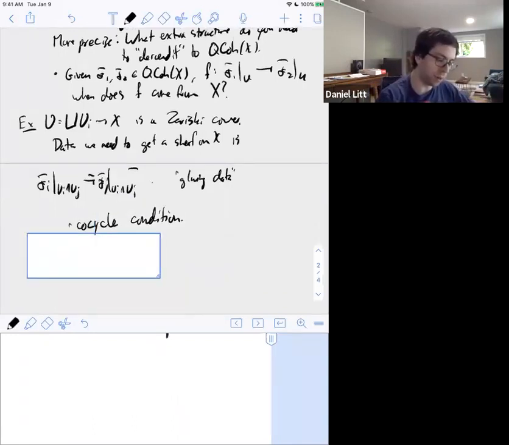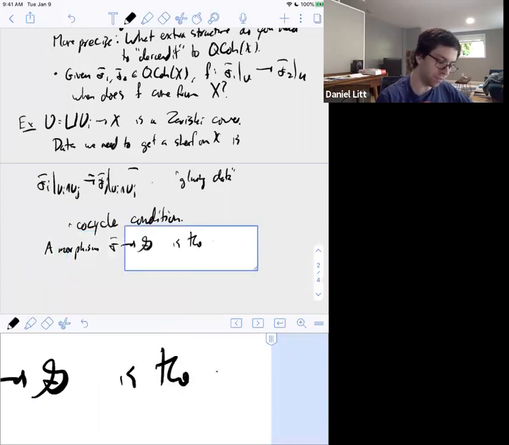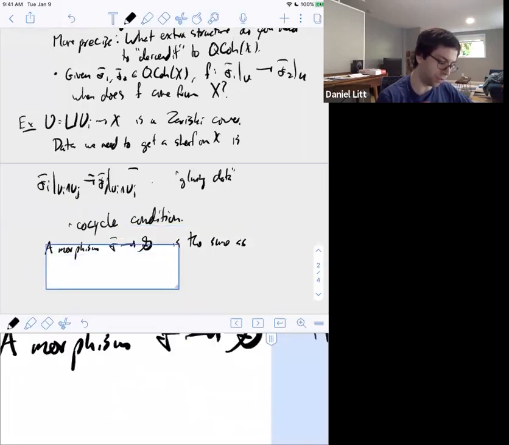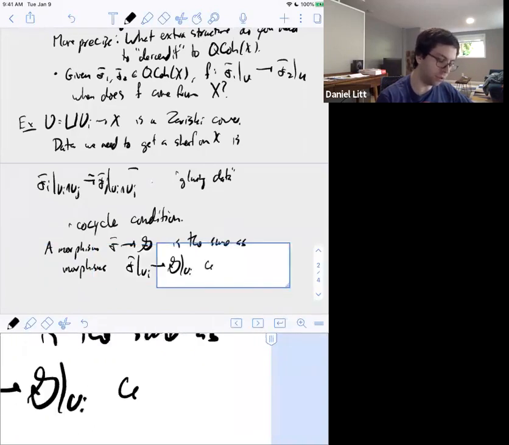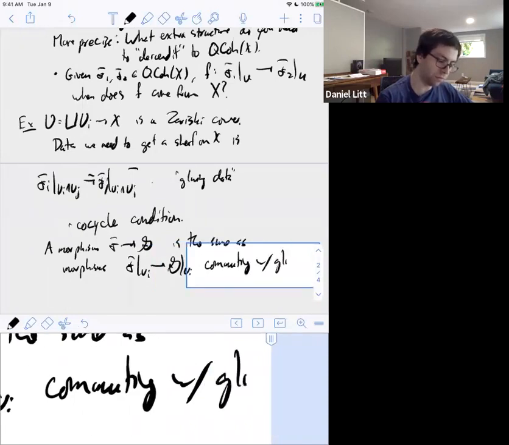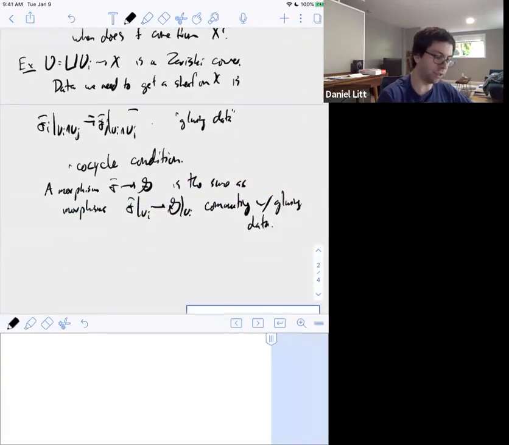Okay, and then what about morphisms? So a morphism from F to G is the same as morphisms on each of the Ui. So morphisms F restricted to Ui to G restricted to Ui, which commute with the gluing data. Okay, so that's an answer to the second bullet point.